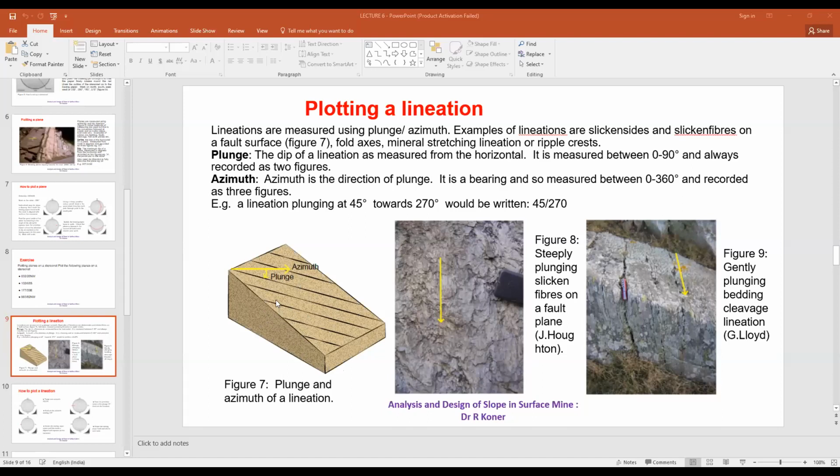This is the plane. Along that, the dip line is there. So the amount we are measuring in reference to horizontal is the dip, is the plunge we are giving the nomenclature, and the line making angle with the true north. So how can this be plotted in the stereonet? Let me show you.